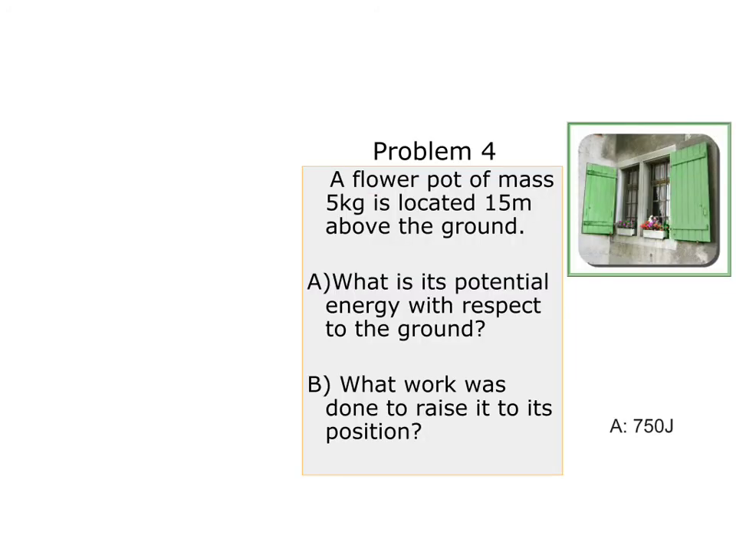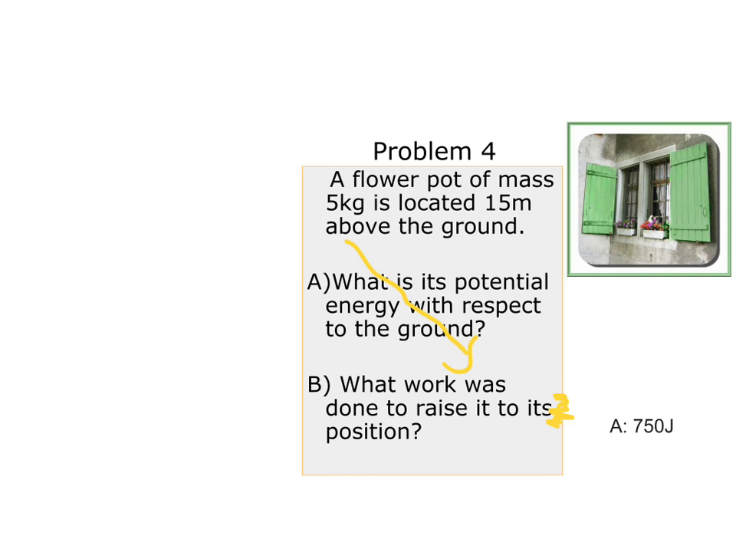Another type of question you might be asked: a flower pot of mass 5 kilograms is located a certain amount above the ground. What's the potential energy with respect to the ground? Well, that is just mg delta H, or mgh. With respect to the ground, the H would be 15 meters above the ground if ground is reference 0. That would give us an answer of 750 when we multiply those together, and remember the units are joules. And what work was done to raise it to its position?